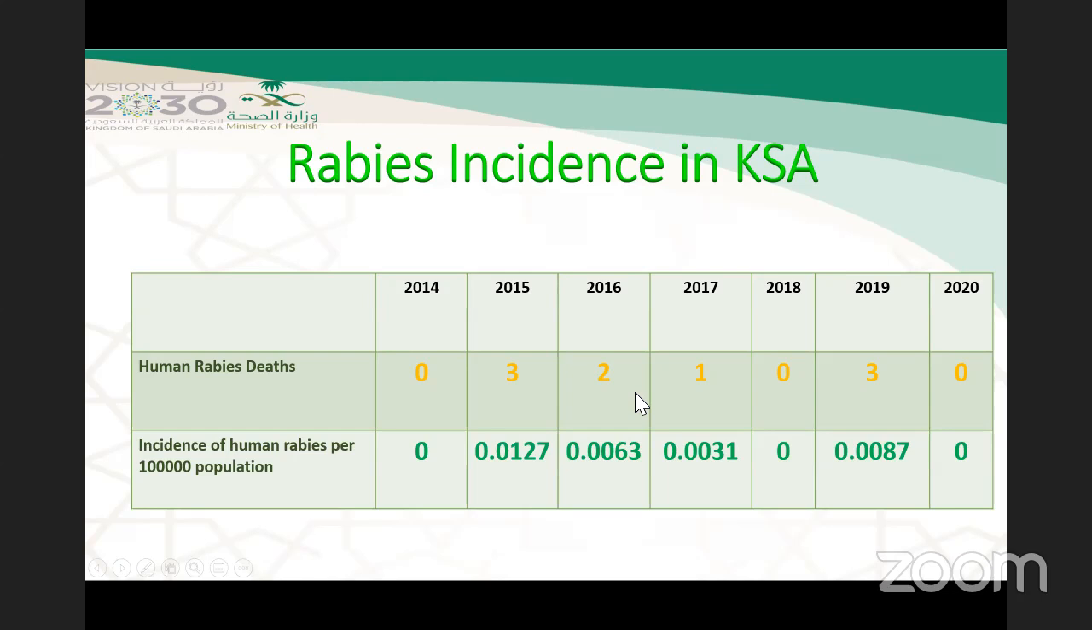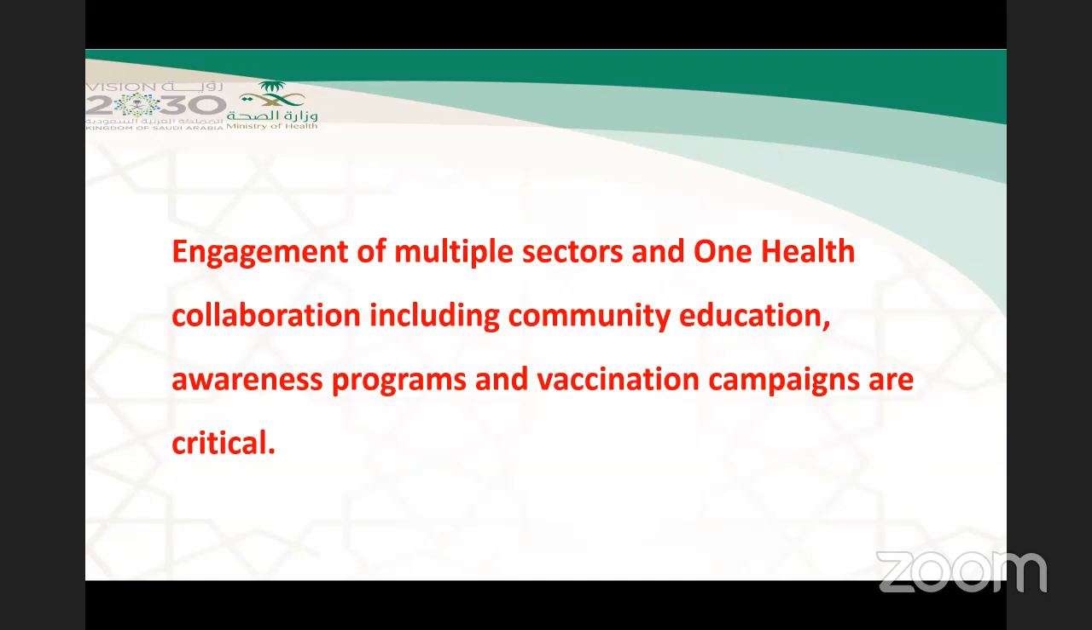Generally, we can see it also in the engagement of multiple sectors and One Health collaboration, including community education and awareness programs and vaccination campaigns, which are critical for this. And we can talk about One Health, as Dr. Shams and Dr. Charles said, seriously. We need to be together to maintain zero by 2030, as is the mission of WHO now.